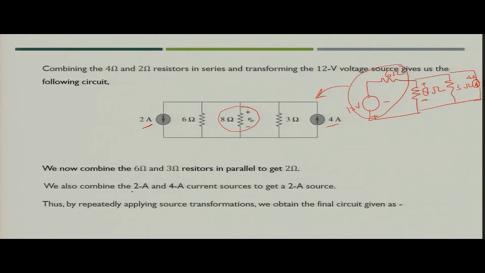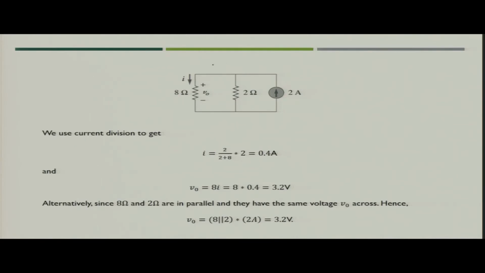So what will happen now, if you club the 2 ampere and 4 ampere current sources, you will finally get a 2 ampere current source, and if you club the 6 ohm and 3 ohm resistances, you will finally get a 2 ohm resistance. So when you transform, you finally get a very simple circuit, where you have a 2 ampere current source and 2 ohm resistance in parallel and the 8 ohm resistance, across which we have to find the voltage V0.